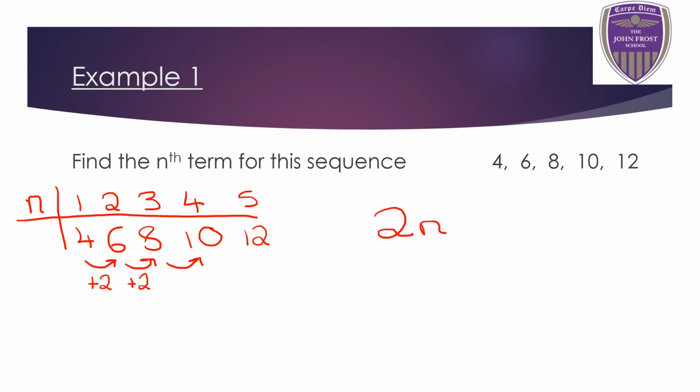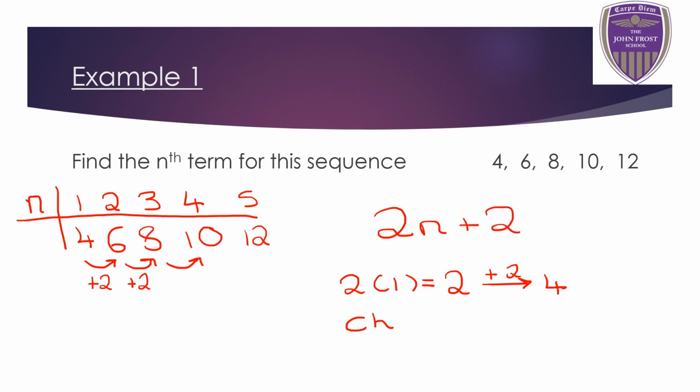Now, you've probably spotted that when n is 1 and we times it by 2, we don't get 4. We actually get 2. So what do we need to do to 2 to make it 4? Well, we need to add another 2. So that makes the nth term 2n plus 2.